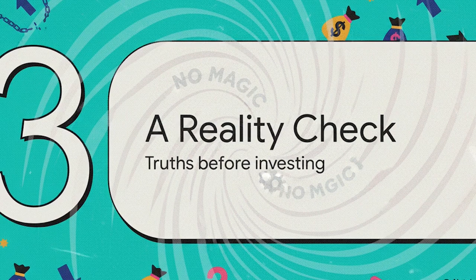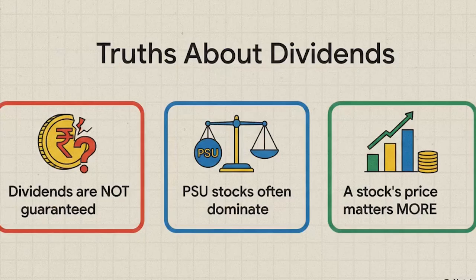The numbers look good, for sure, but investing for dividends isn't some magic button for free money. There are some crucial truths you absolutely have to understand. So here are 3 big ones. First, dividends are not guaranteed. A company can cut them or even stop paying them at any time. Second, you'll notice that many of the high-yield stocks in India are public sector undertakings, or PSUs, and they come with their own unique set of risks and rewards.